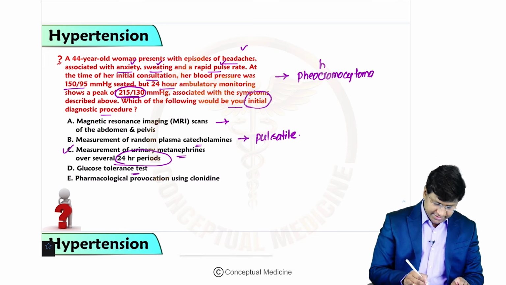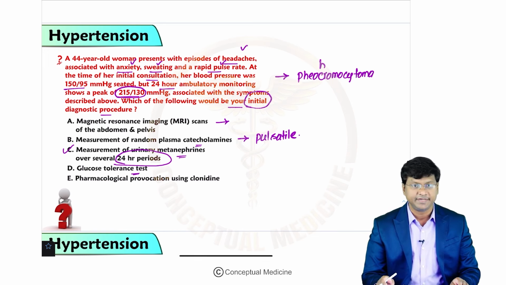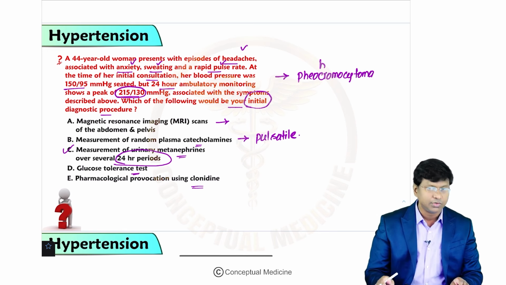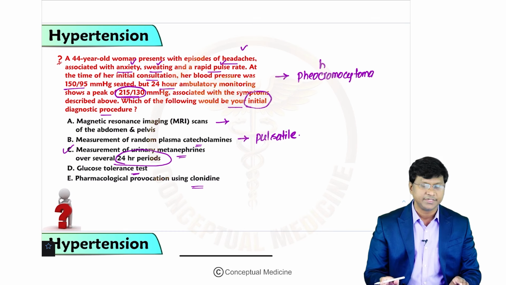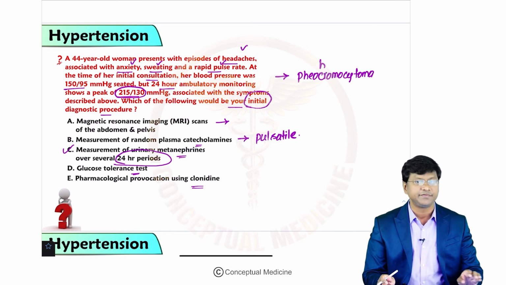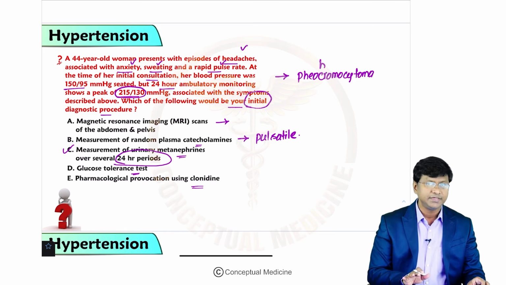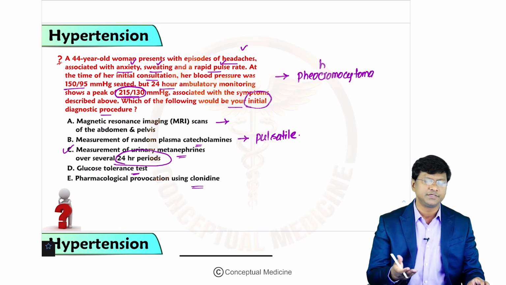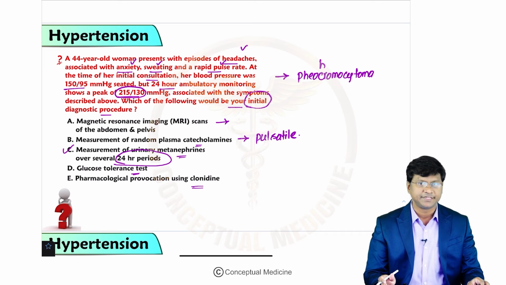Then glucose tolerance test, this is mainly for diagnosing diabetes mellitus. Pharmacological provocation using clonidine, right, this is an incorrect statement. So, the correct answer here is measurement of urinary metanephrines over several 24 hours period. So, this will be the correct answer for diagnosing the pheochromocytoma, which is one of the secondary causes for hypertension.